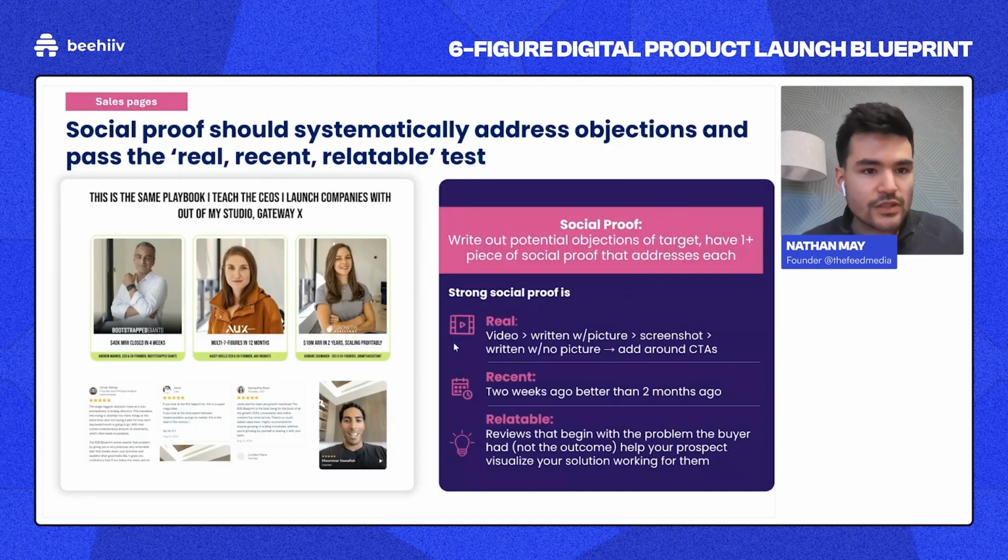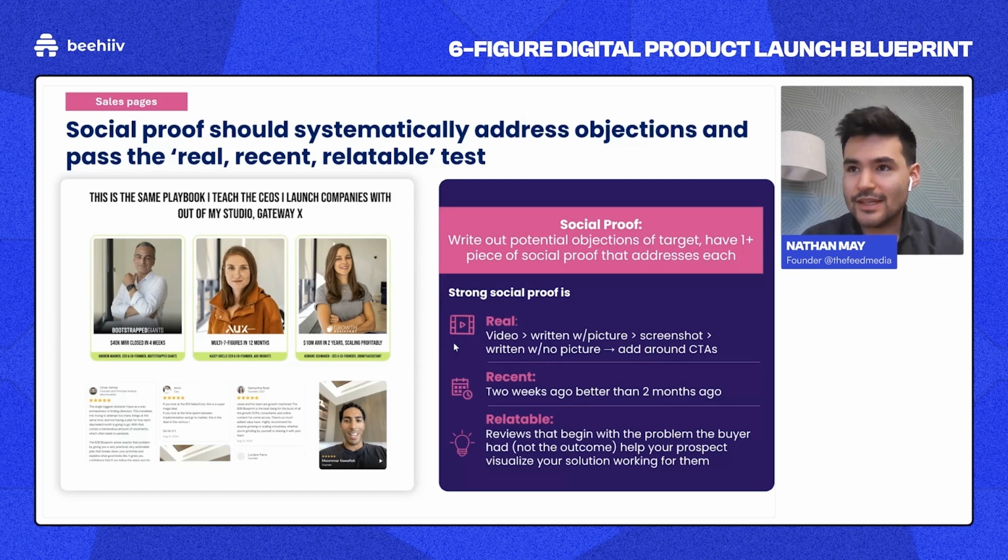And then one of the last things I want to talk about is social proof. Social proof should systematically address every single objection that you believe or have heard that you're going to get, which we do on the left-hand side here. We talk about Jesse's CEOs. We talk about other people who have actually gone and bought the product and have said amazing things about the product. And what makes really good social proof is what I call the real, recent, relatable test.